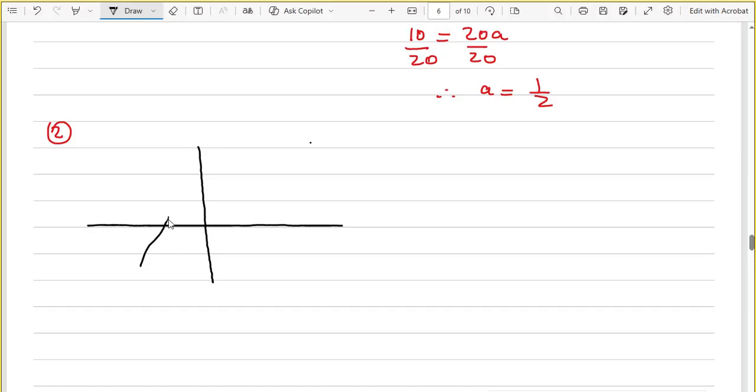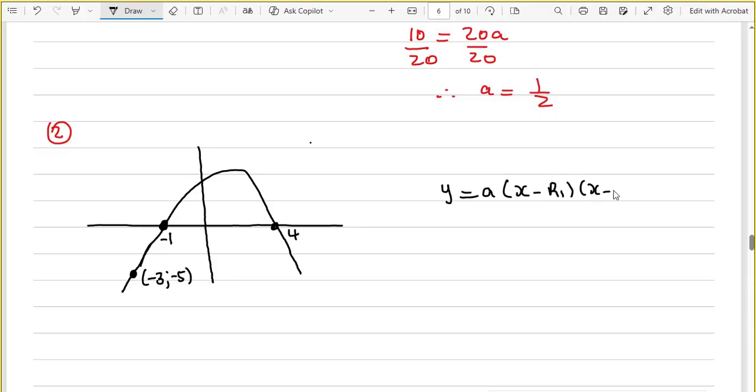Let's say that this is what we are given here. This is minus 1. This is 4. And then any other given point. Let's say that we have minus 3 and minus 5. So remember, since we are given the x-intercept, we use the formula x minus the first root, x minus the second root. Then we do the substitution.